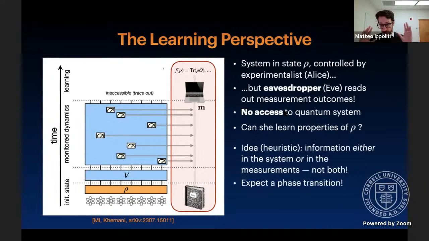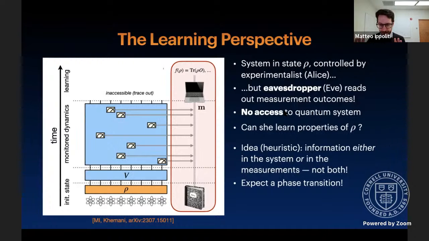The idea, very informally and non-rigorously, is that the information about the state of rho should be in one of two places. Either it's still in the system, so you can decode it and do what I said before, but then you shouldn't be able to learn anything from these measurements, or vice versa. If the information has left the system, then it should have leaked into the measurement outcomes, and you should be able to learn about the quantum state.